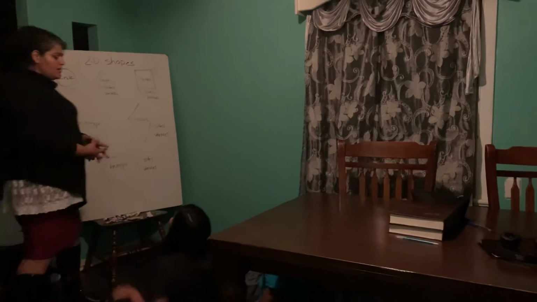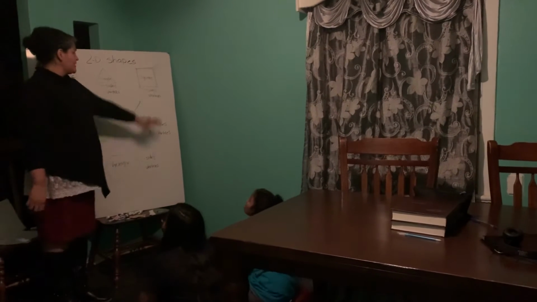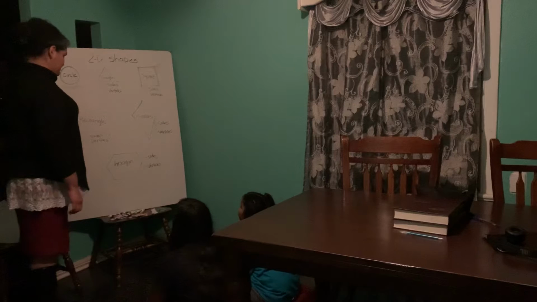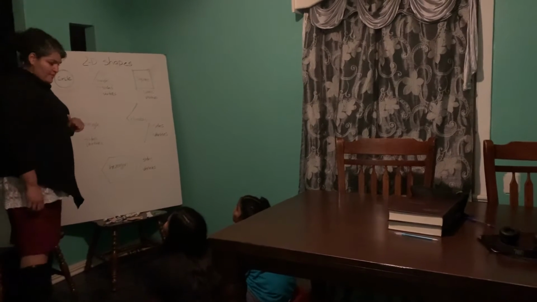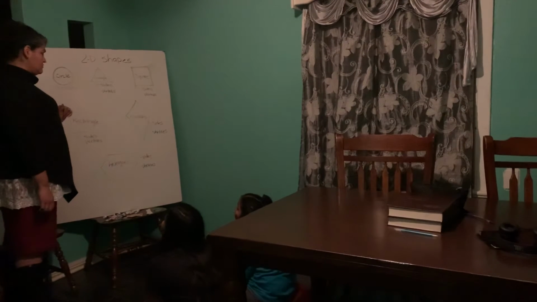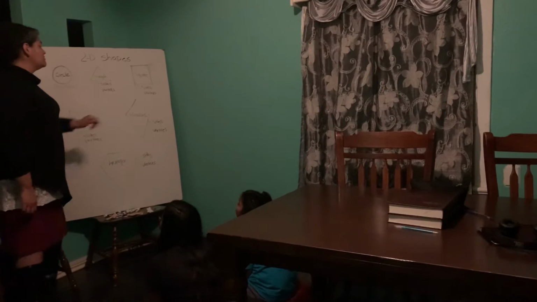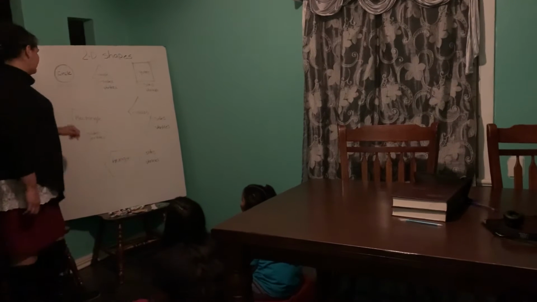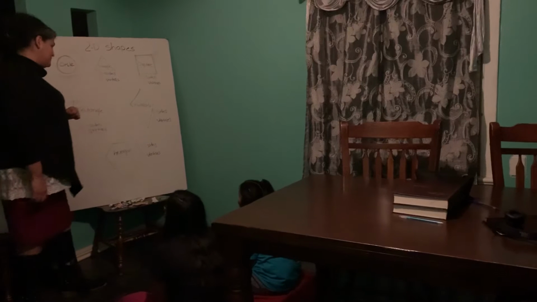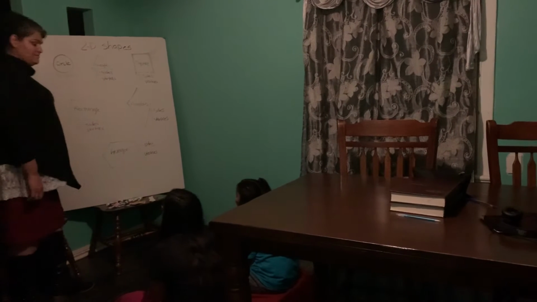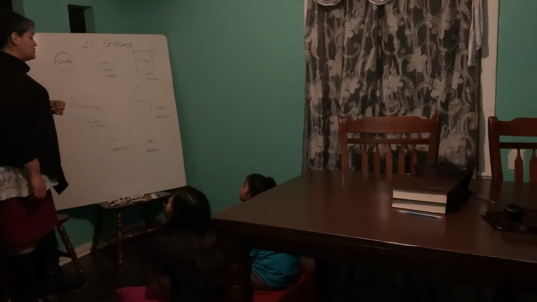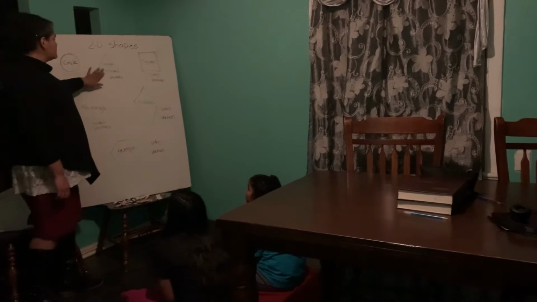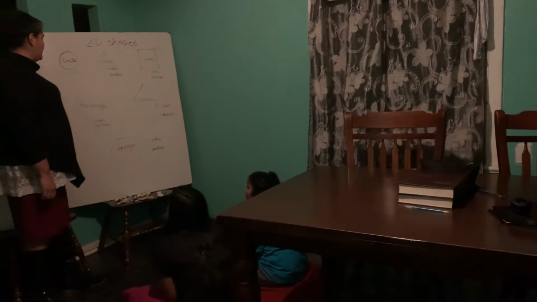Okay, so 2D shapes. These are your 2D shapes. We have a circle. I want you to repeat after me. Circle, triangle, square, rectangle, rhombus, hexagon. Good job. Okay, so now I'm going to introduce to you some of the vocabulary here.